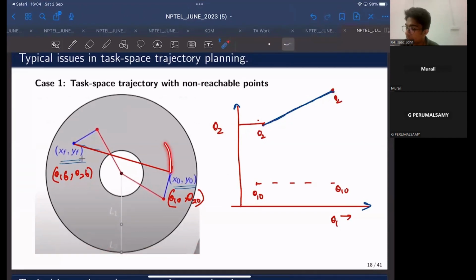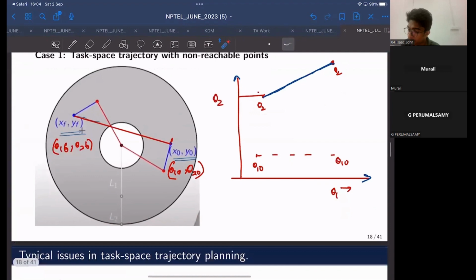the end effector would execute something like this. It won't take it outside the workspace. It will execute a curve something like this. But if you are planning in task space, it will try to cut through. It will try to go out of the workspace. So that is the peculiarity of trajectory planning using task space and joint space, right? So one example is the task space trajectory with non-reachable points. If you're planning it in task space, it may try to cut through. It may go beyond the workspace.